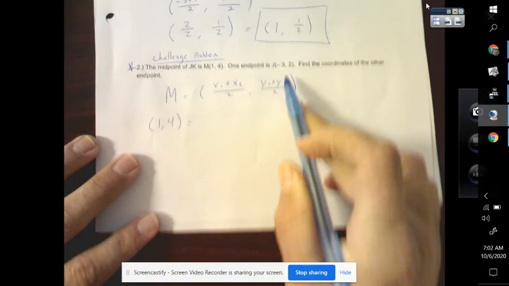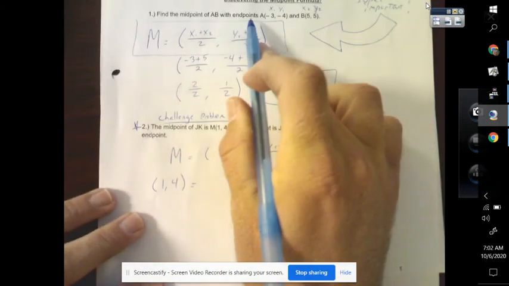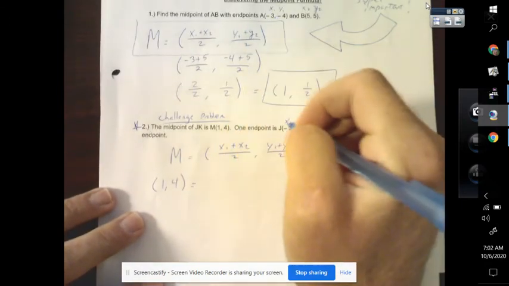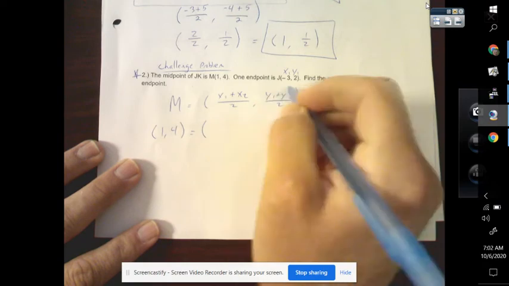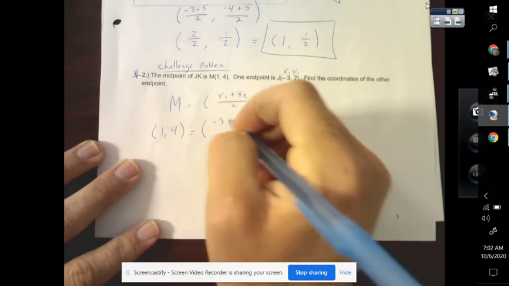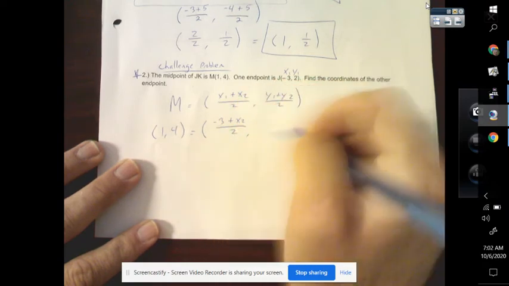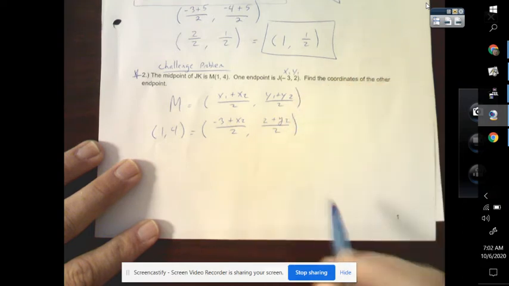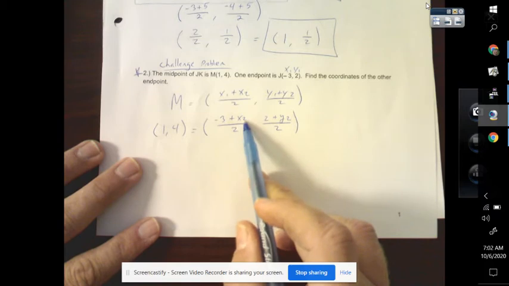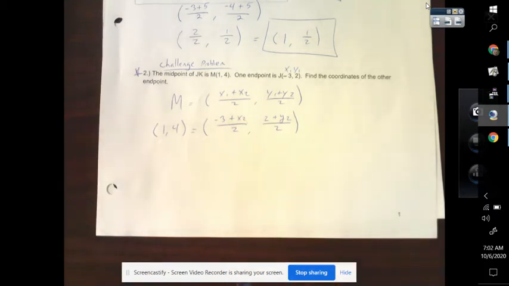The one endpoint, just like we did up here where your first endpoint was x sub 1, y sub 1, here I'm going to put x sub 1, y sub 1. Now, here's the problem. When you plug that in, I get -3 plus x sub 2 divided by 2, and you get 2 plus y sub 2 divided by 2. Notice how I don't have that second point. I'm missing it.